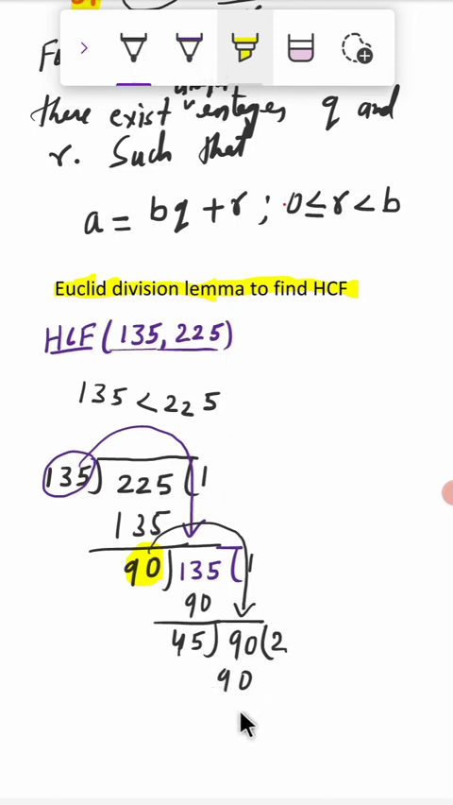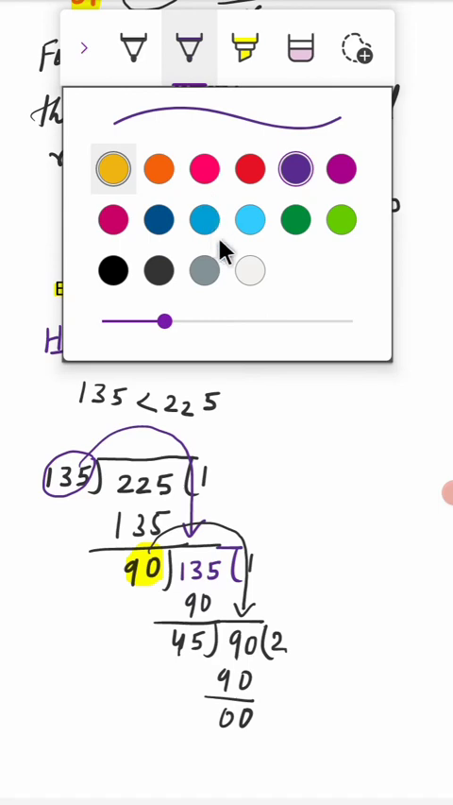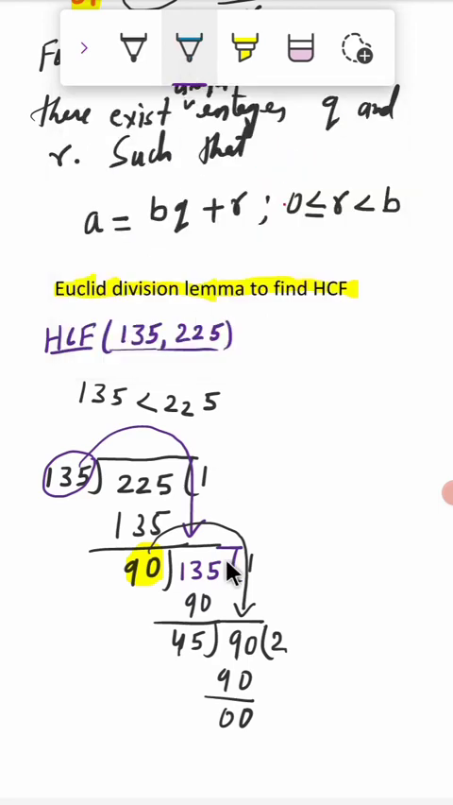When we get our remainder 0, जब तक हमारा रिमाइंडर 0 नहीं आता है, तब तक हमें इस मेथड और इस प्रोसीजर को कंटिन्यू रखना है. So at last we are getting the remainder 0. Now see the last step divisor, and the divisor of the last step is 45. So this last divisor, that is 45, will be our HCF of the two numbers.